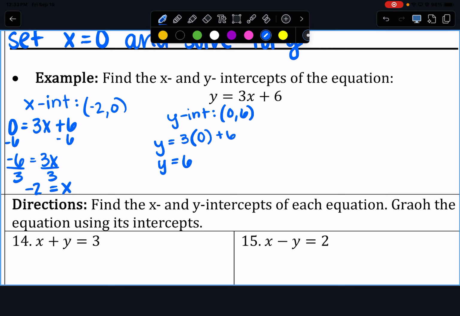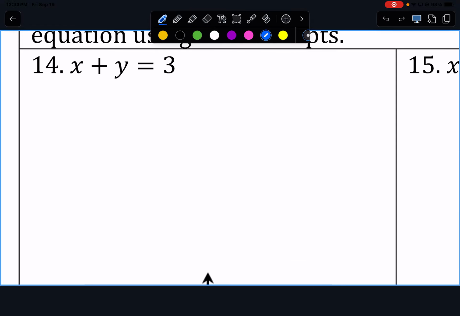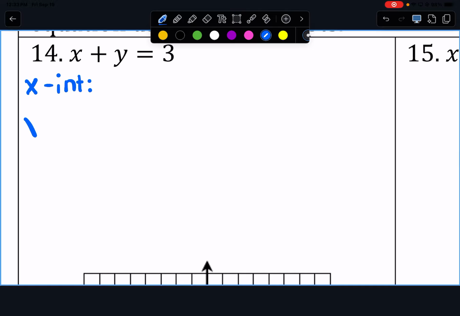So for question 14, we're going to start by finding our intercepts. To find the x-intercept, I need to do what? Set y to 0. So it'll be x plus 0 equals 3. What is x plus 0? x. So we know that x equals 3. So our intercept is at the point 3, comma 0.